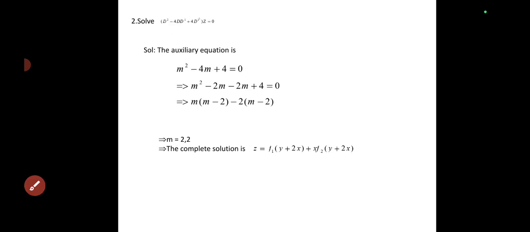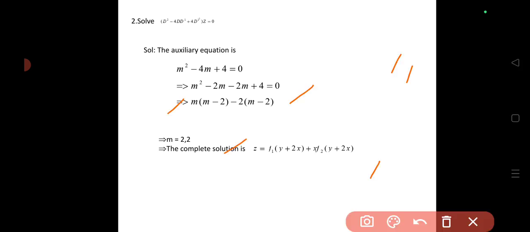And next I am taking another example. It goes in this way: (D² - 4DD' + 4D'²) z = 0. So already it is written in the operator form. So straight away we can write the auxiliary equation. So what is the auxiliary equation? m² - 4m + 4 = 0. We need to factorize it.